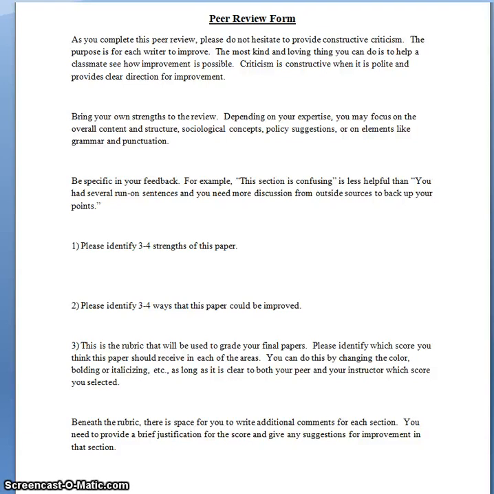Everyone, I wanted to walk you through the peer review form. My hope is that this will help you both in grading your peer's paper, but also in writing your own. So first, I just wanted to talk a little about the structure of the peer review. Please notice that it's several pages long and you do need to do all of them.